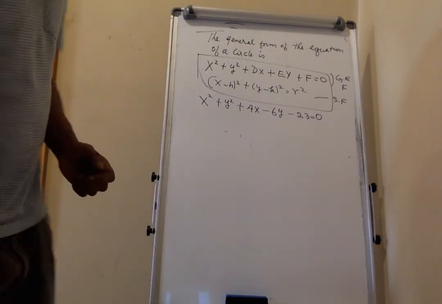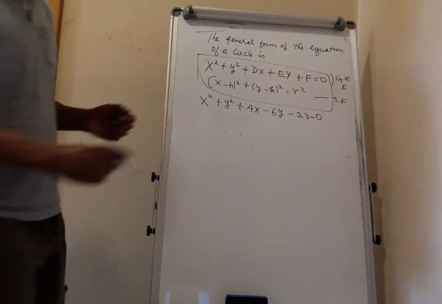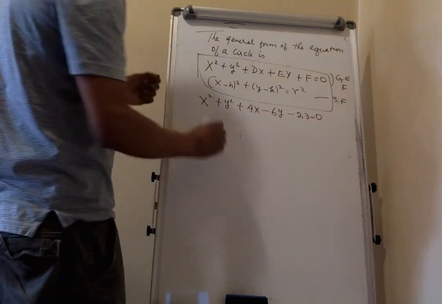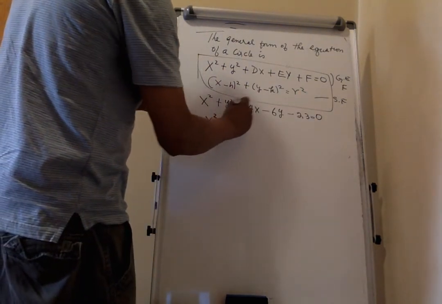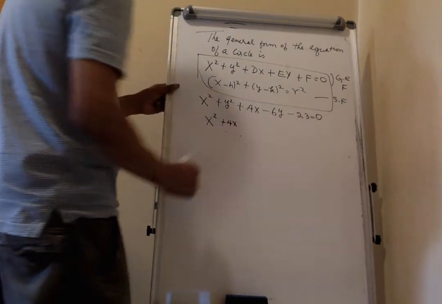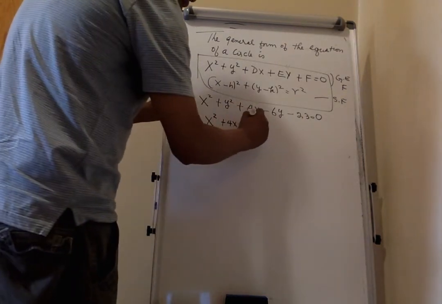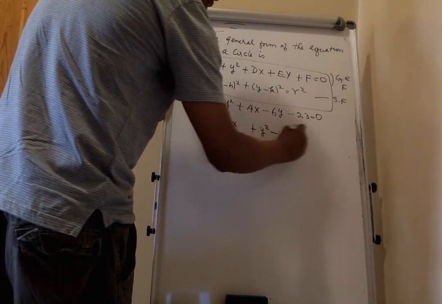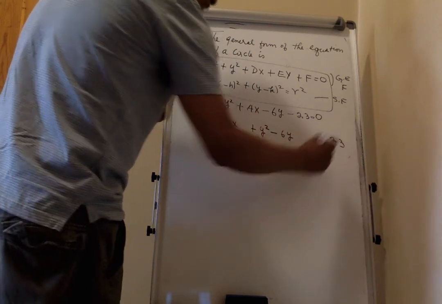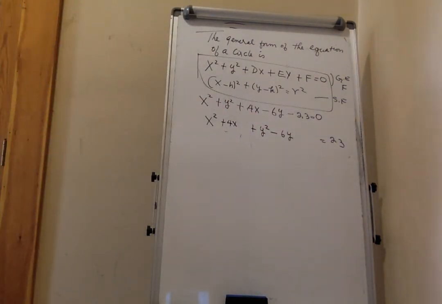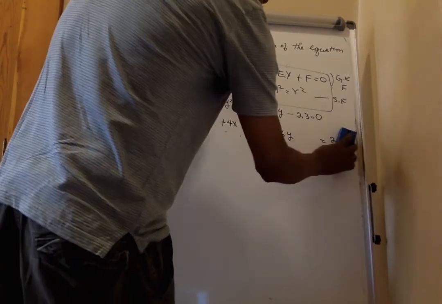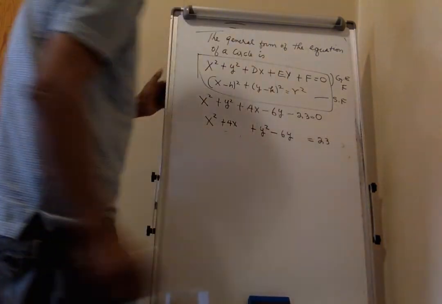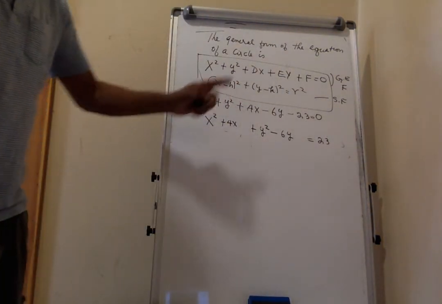Okay. So what you need to do is combine like terms. First move negative 23 to the other side. So write x squared plus 4x, right? Plus y squared minus 6y is equal to 23. Okay? I want to rewrite this in this form.